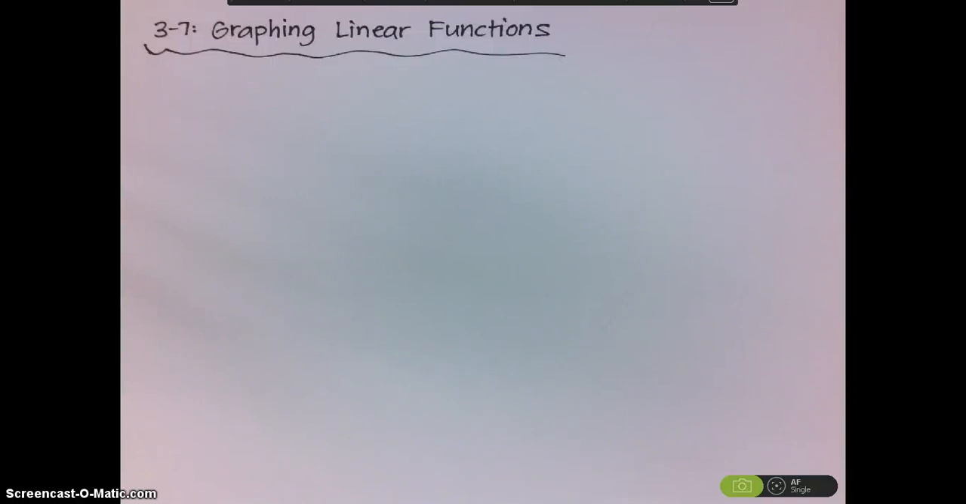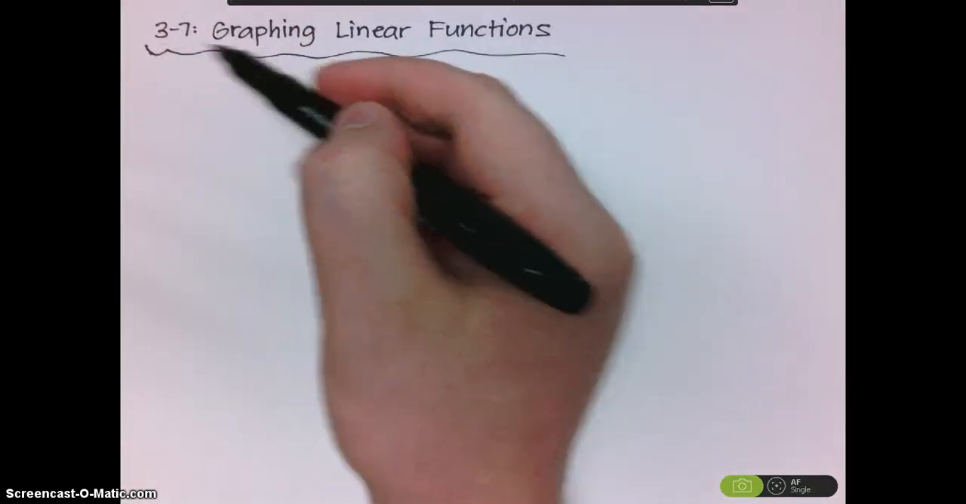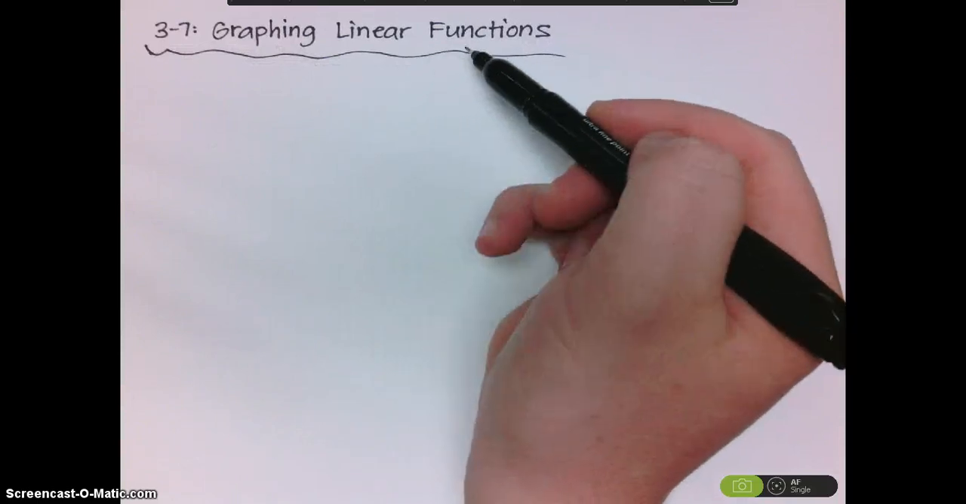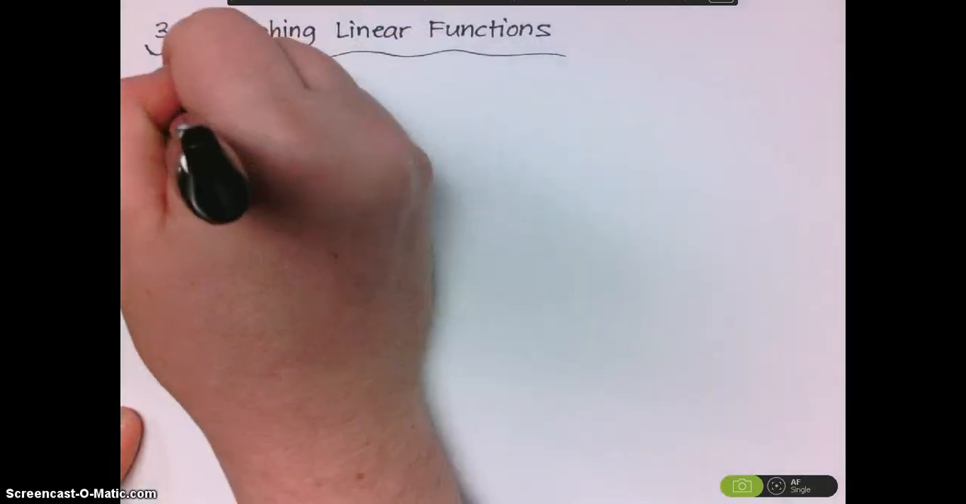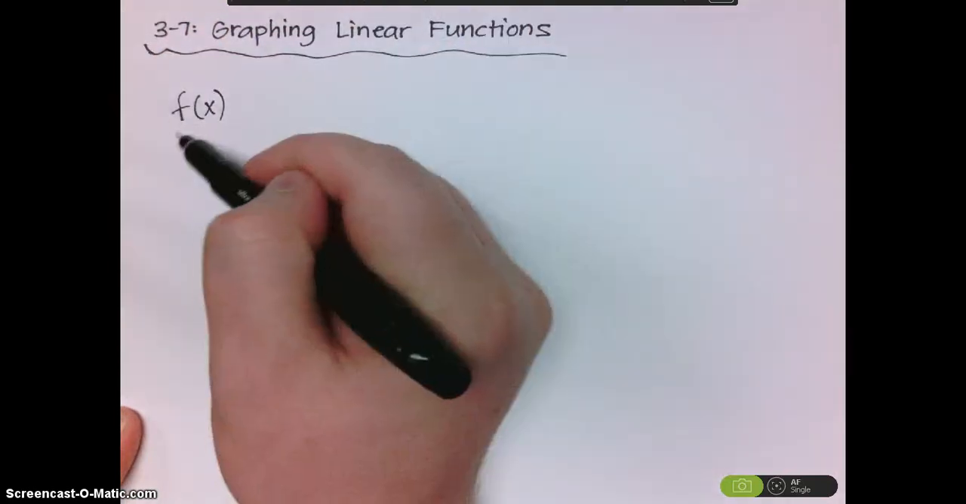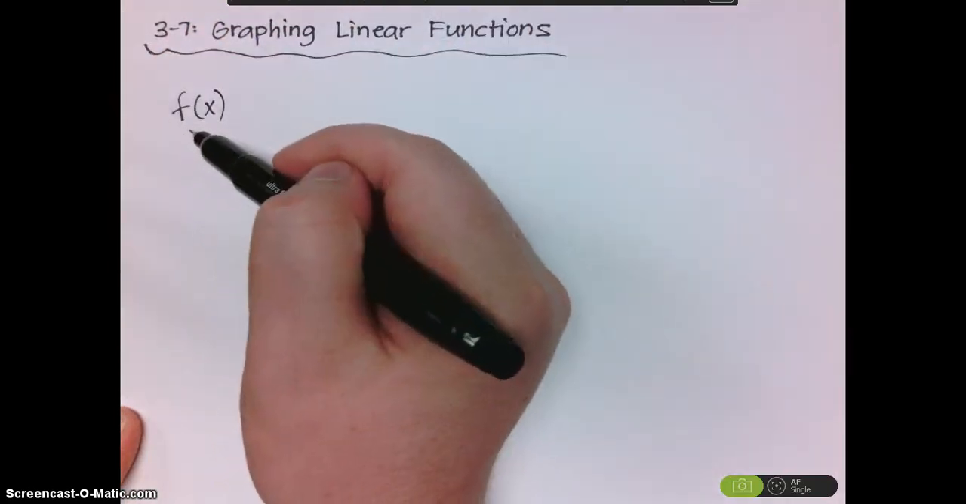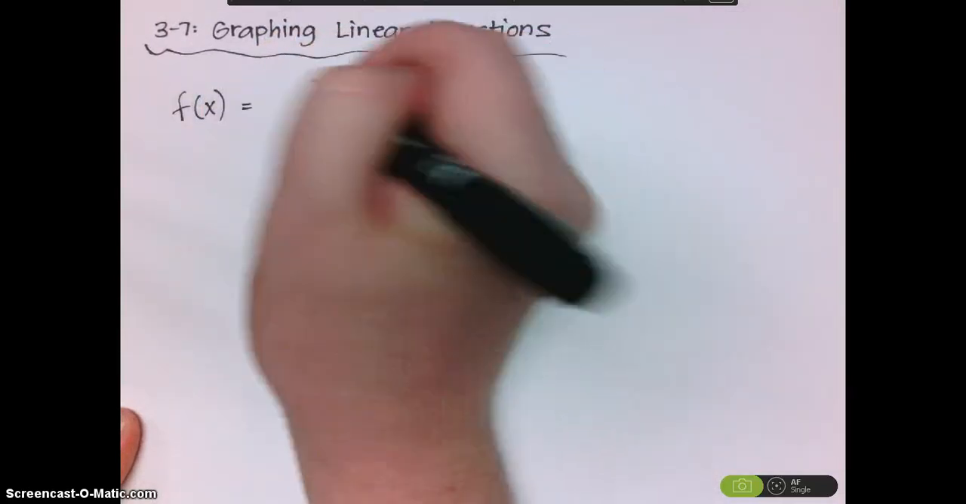Hello class, today we're going to be learning in lesson 3-7 in our algebra books about graphing linear functions. Now first of all we have to remember what a function is. Today we're going to be writing a function with this notation. This right here means the function of x, okay? And we can write it as just a linear equation.